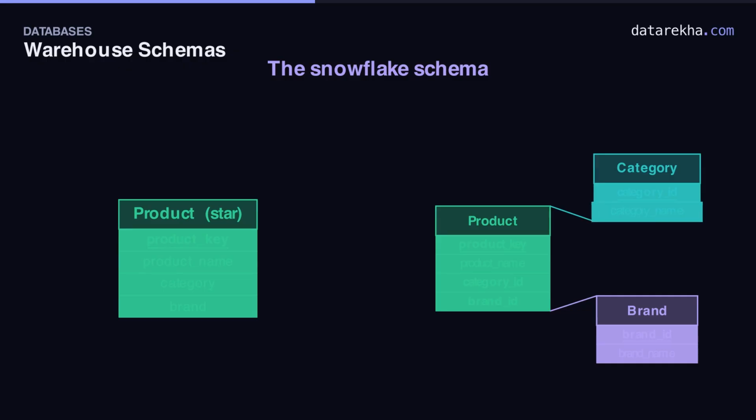Do that to every dimension and the arms of the star split again and again, until the picture looks less like a star and more like a snowflake. Same data, more tables. And the category name is now stored exactly once. In category, not copied onto every product.